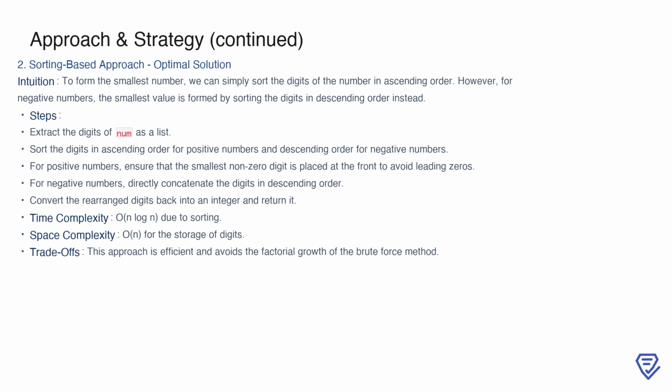The intuition here is that sorting the digits of the number can help us directly construct the smallest possible value. For positive numbers, we sort the digits in ascending order. However, for negative numbers, the smallest value corresponds to the most negative number, so we sort the digits in descending order instead. After sorting, for positive numbers, we need to ensure that the smallest non-zero digit is placed at the front to avoid leading zeros. For negative numbers, the descending order naturally handles this. The rearranged digits are then converted back into an integer and returned.